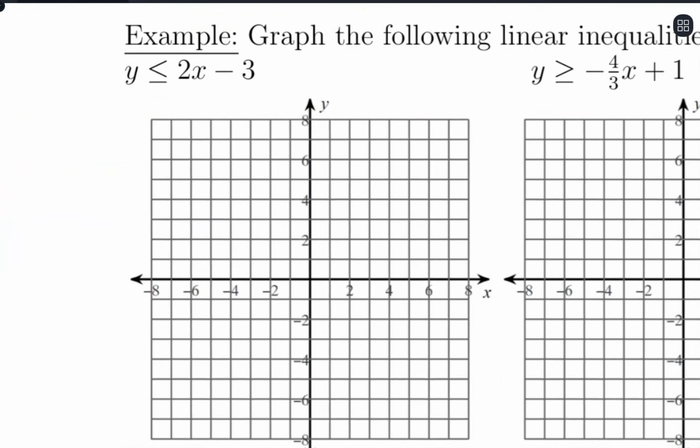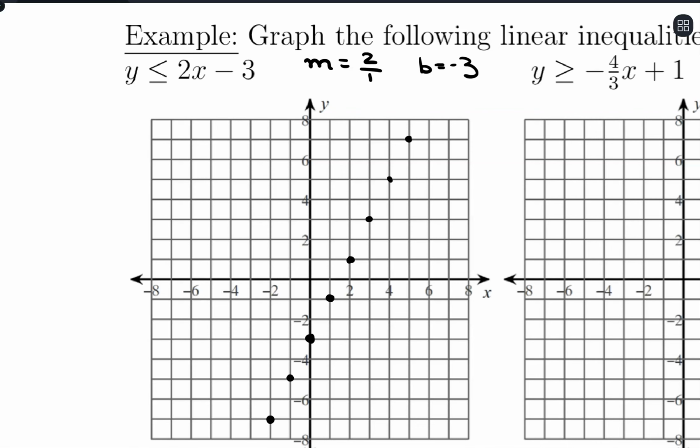So let's start with y is less than or equal to 2x minus 3. We actually graphed 2x minus 3 up above, so we'd go through the same steps. Again, we're using this slope of 2 over 1 and a y-intercept of negative 3. That gives me a coordinate and then a map to follow of a slope of 2. So I'm going to plot all those points.